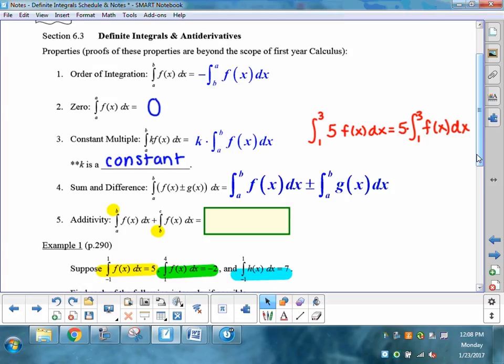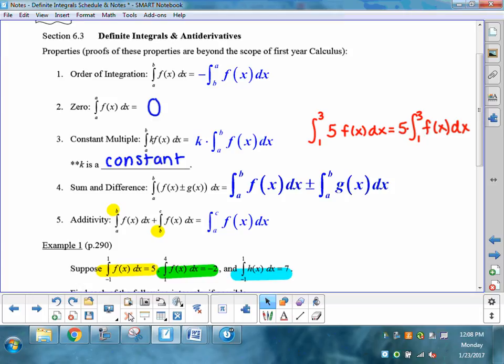Sierra? Of the f of x. Yeah, because that b is in common. You're taking the area from a to b and then b to c. Well, that's the same as the area from a to c underneath your curve. And by the way, that means you can split any integral up into two smaller ones.